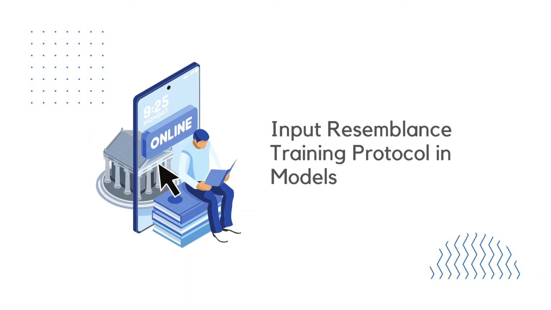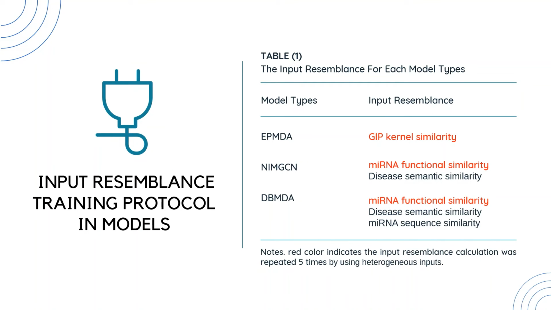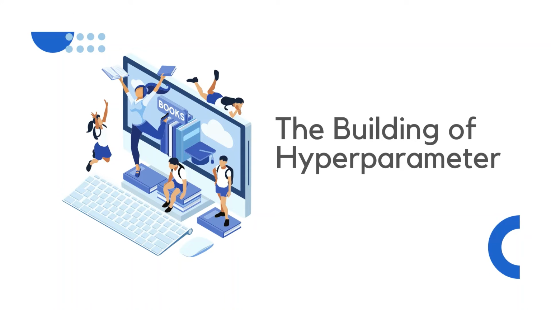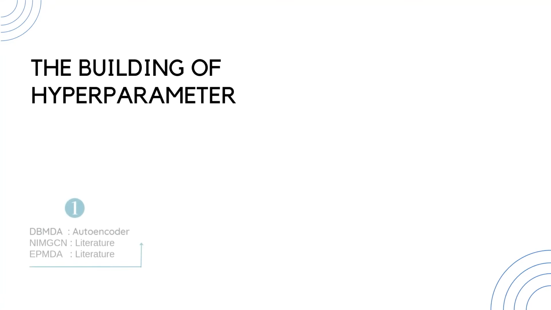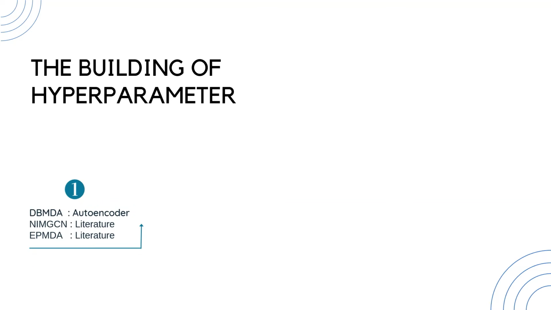Furthermore, for protocols of input resemblance training in models, the input resemblance of each model was enumerated as in Table 1. The red color indicates the input resemblance calculation was repeated 5 times by using heterogeneous inputs. The last part of the methodologies is the building of the hyperparameters. An autoencoder was utilized for DBMDA hyperparameter training. Encoder and decoder were the 2 components which made up an autoencoder.